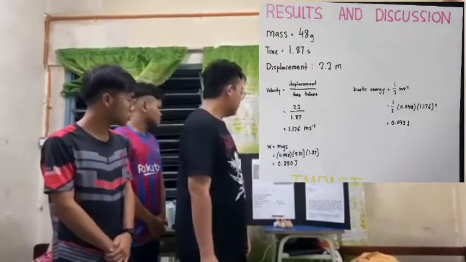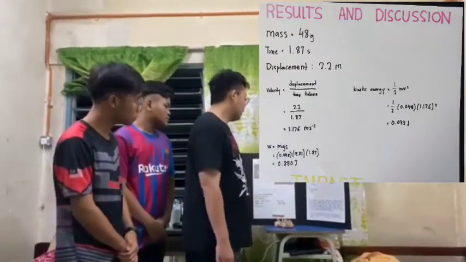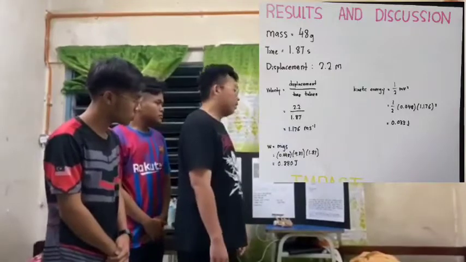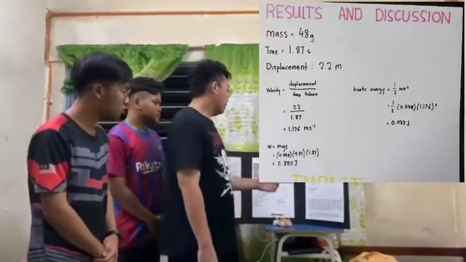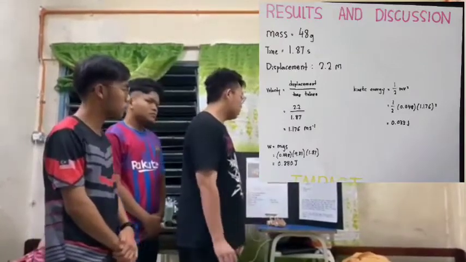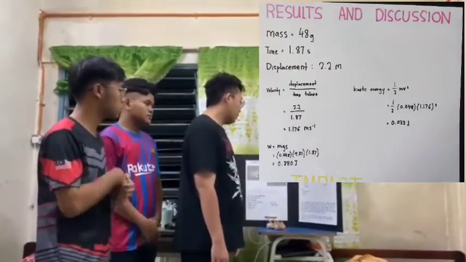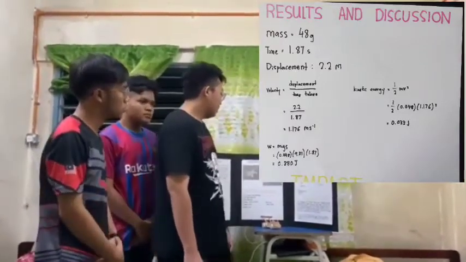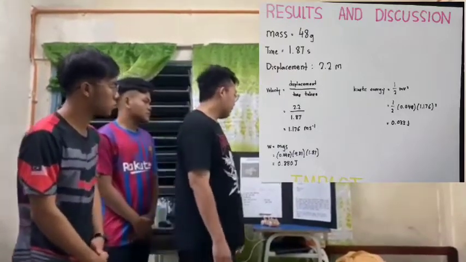After that, we also decide to count the velocity of the rubber band car, where we use the formula displacement over time taken. Displacement equals 2.2 meters over 1.87 seconds, and you will get 1.176 meters per second.